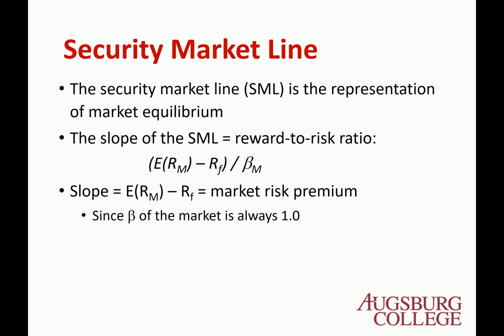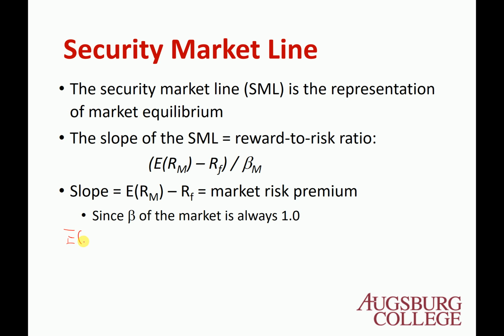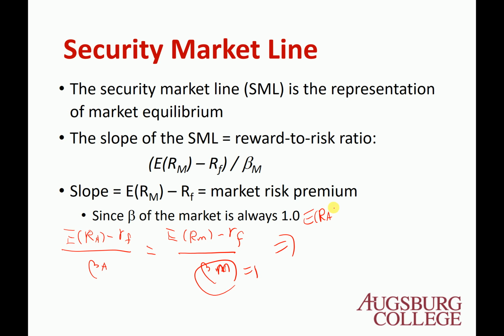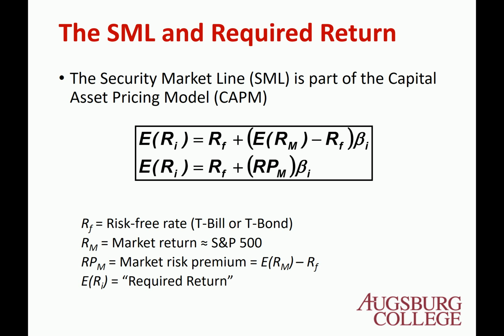If this holds, see what happens. The expected return on A minus the risk-free rate, divided by beta of A, equals the expected return on the market minus the risk-free rate, divided by beta of the market. The beta of the market is 1, right? Because this is 1, you can solve: expected return on A minus risk-free rate, divided by beta of A, equals simply the market risk premium. And then the expected return on A minus the risk-free rate equals beta of A times the expected return on the market minus the risk-free rate. So we have this one.